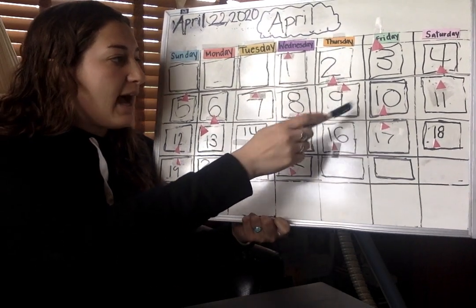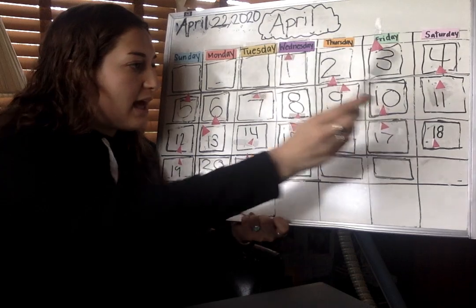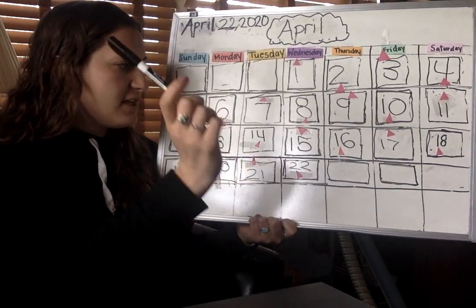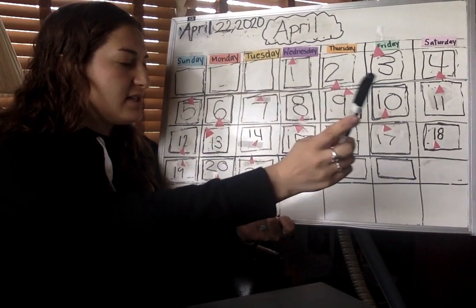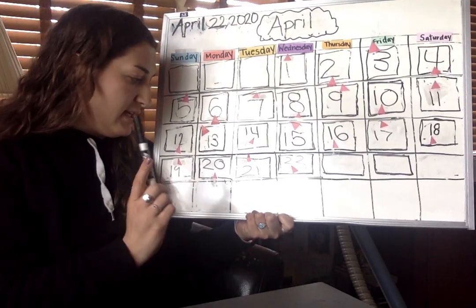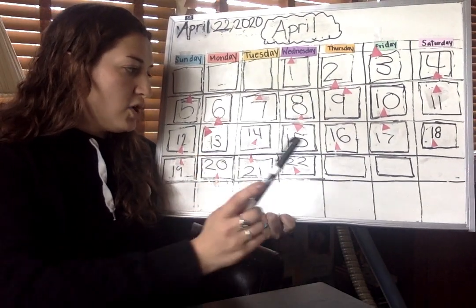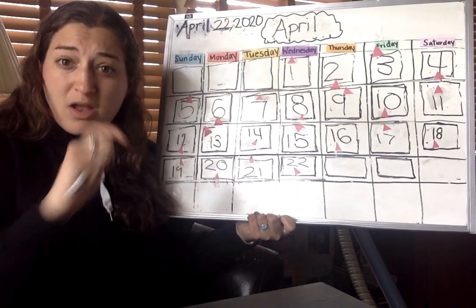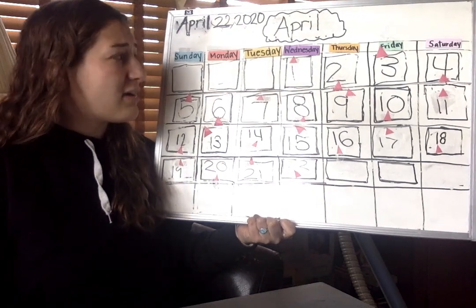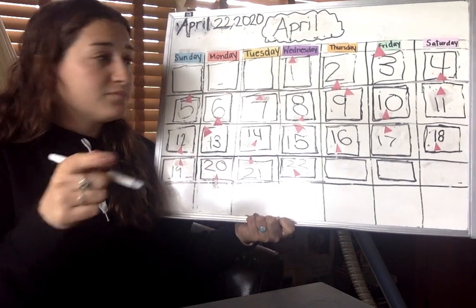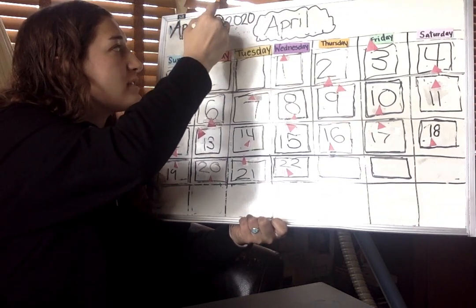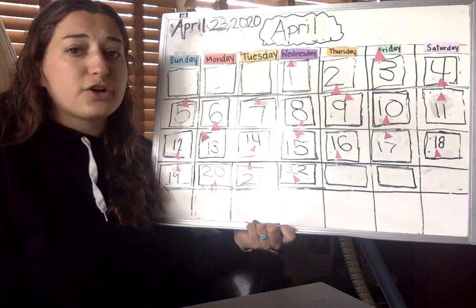8, 9, 10, 11, 12, 13, 14, 15, 16, 17, 18, 19, 20, 21, 22. What comes after 22? 23. You are absolutely correct. Say today is April 23rd, 2020. It is April 23rd, 2020.